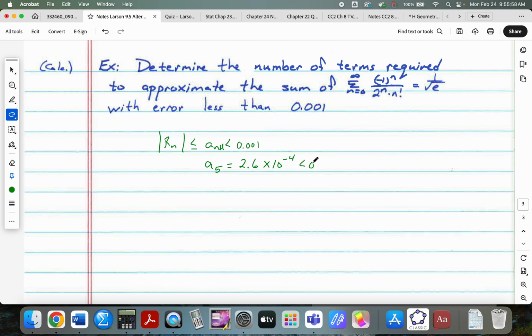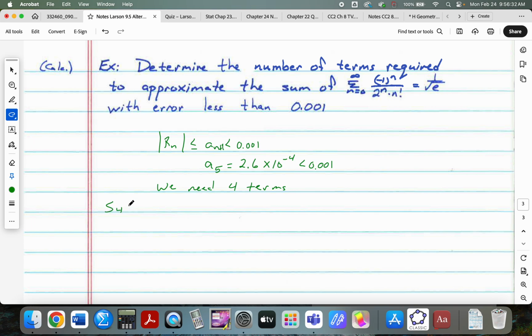Which is less than 0.001. So we need 4 terms. And let's just check this just for grins.